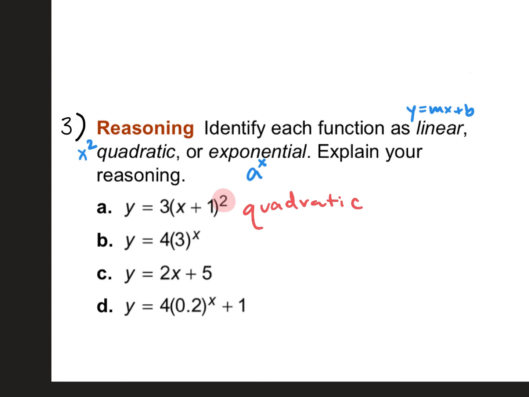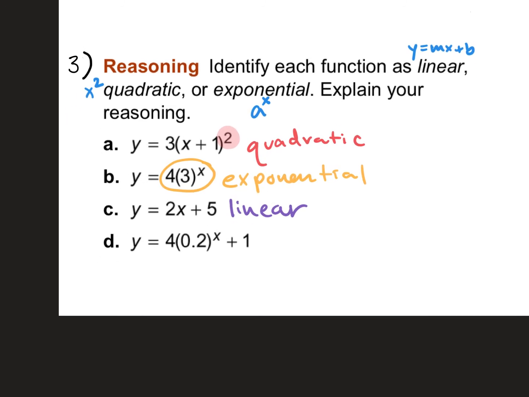All right, looking at B. What do we think here? Linear, quadratic, or exponential? Exponential, because x is in the exponent, so this is exponential. What about for C? Linear, because the x is just normal. That's in y equals mx plus b form. This would be linear. And then D? Exponential. Because x is in the exponent.